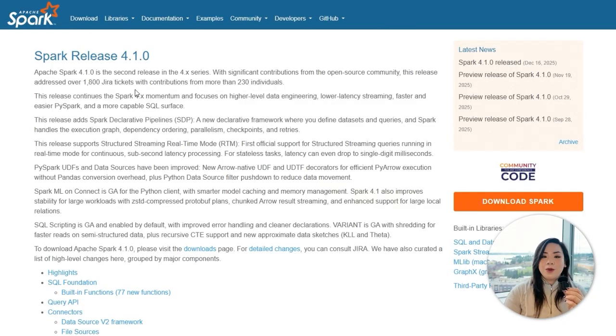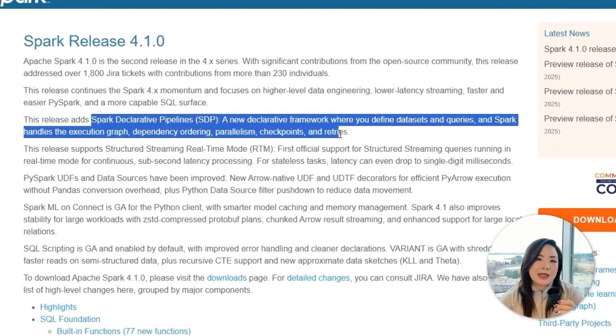This is really important if you are a Spark user, if you use Spark on at least a daily or weekly basis, because a lot of this is going to be affecting your work in particular and will allow you to become more efficient and productive in Spark if you decide to leverage some of these features. The first one that I'm going to be talking about is Spark Declarative Pipelines.